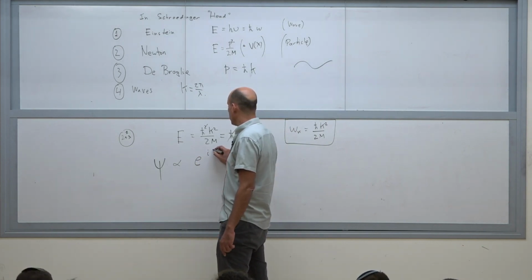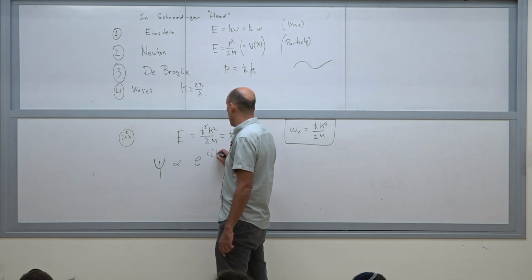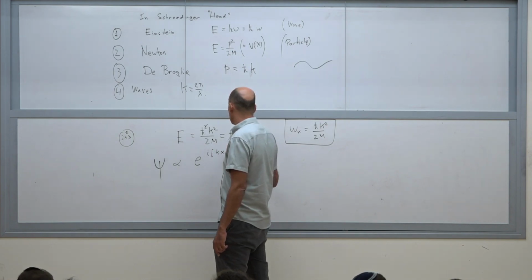How do I write a wave equation? I will write it like this. A wave, I'm going to write like this. Omega, k, t.